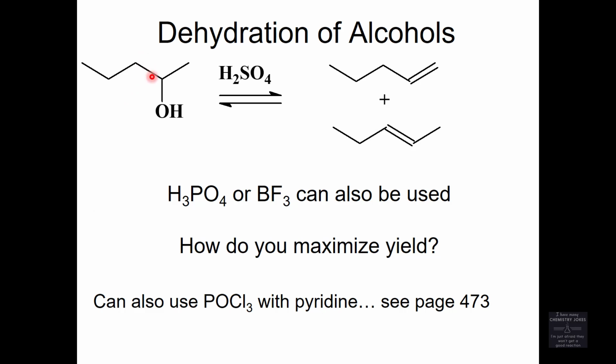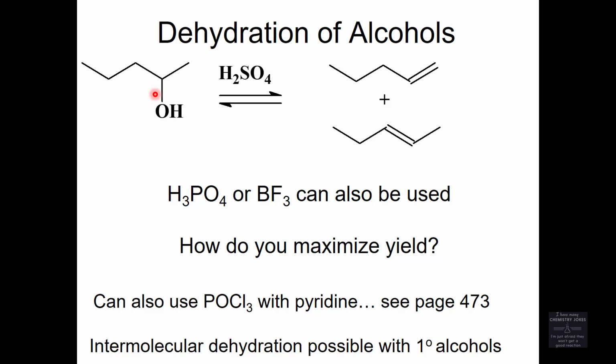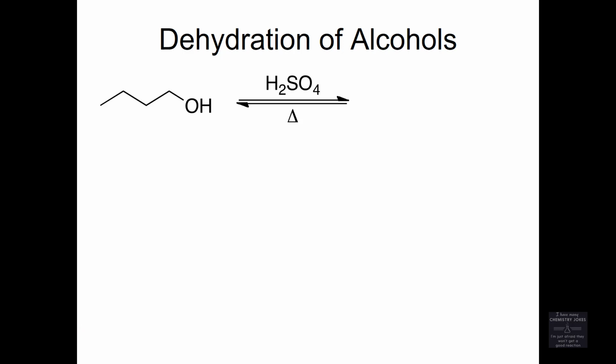In general, dehydration happens through an E1 mechanism. In general, alcohols are dehydrated through E1. Most of the time we're going to see secondary and tertiary alcohols doing dehydration. If you have a primary alcohol, you're going to do intermolecular dehydration. That's going to be through an E2 mechanism, but there are some caveats to that I think we should talk about. So here's a primary alcohol.